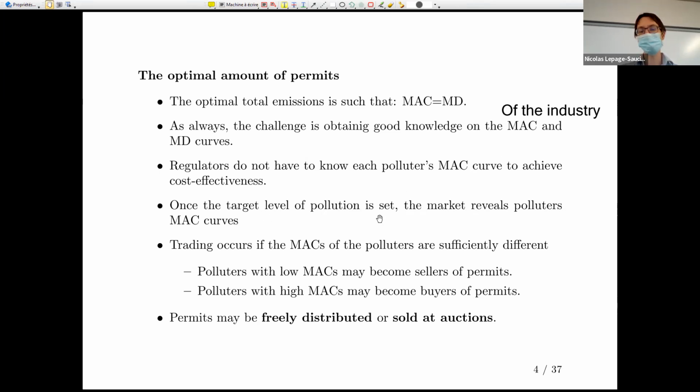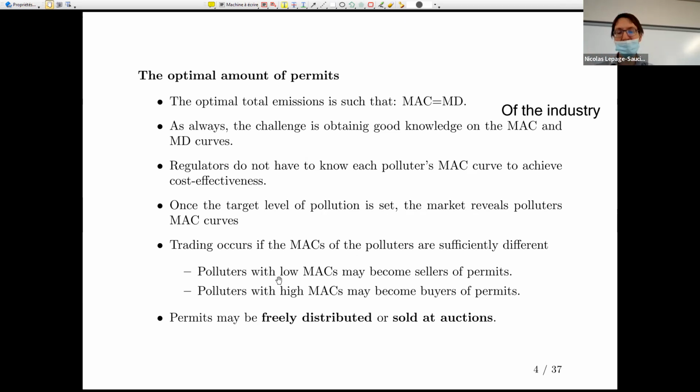Once the target level of pollution is set, the market reveals the polluters' marginal abatement cost curves. Because if you say, okay, I'm allowing, say, 1,000 permits, then you see how much firms trade these permits. If it turns out that firms are not willing to pay more than 5 cents, well, probably they have a very low marginal abatement cost, or you have emitted way more permits than necessary. But if permits skyrocket in price, then what does that reveal? It reveals that it's super costly to reduce emissions, and firms are ready to pay a lot of money to be able to emit. That's the neat thing. It gives you a lot of information on how the market works.